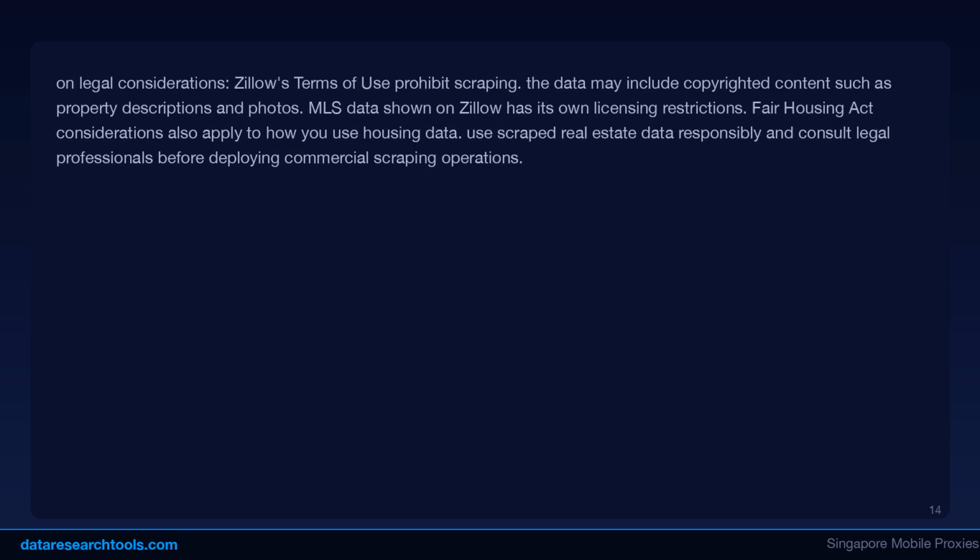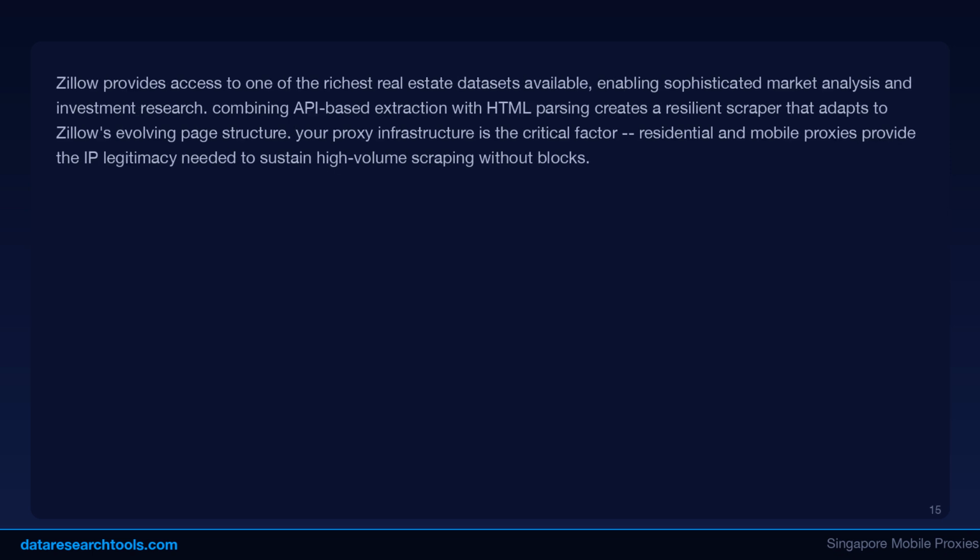On legal considerations, Zillow's terms of use prohibit scraping. The data may include copyrighted content such as property descriptions and photos. MLS data shown on Zillow has its own licensing restrictions. Fair Housing Act considerations also apply to how you use housing data. Use scraped real estate data responsibly and consult legal professionals before deploying commercial scraping operations.